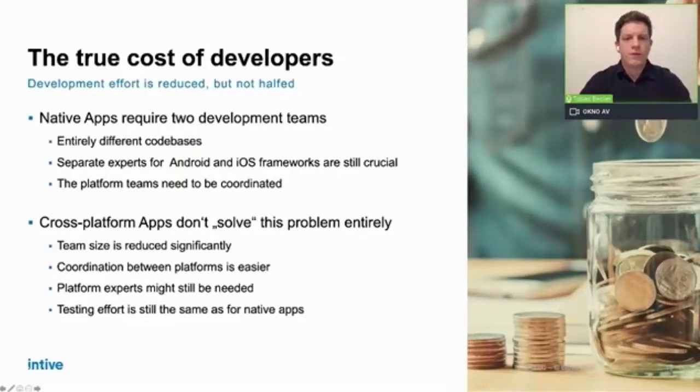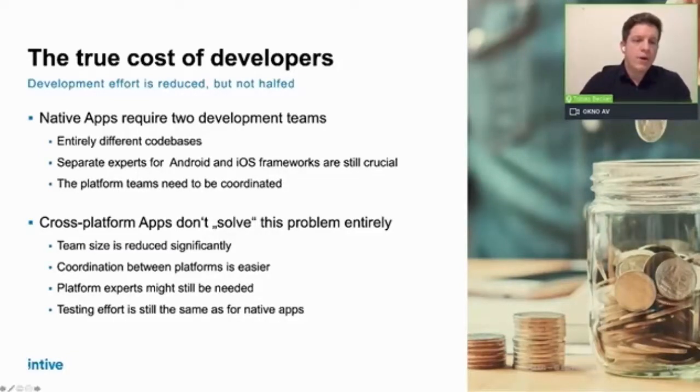Cross-platform applications don't solve this problem entirely. Yes, you can reduce the team size significantly, and the coordination between two platforms is easier because there's basically just one code base left. But you might still need experts for the different platforms, because you might run into problems, or you might need some libraries or frameworks for your application that are only available in the native languages, and you might need to integrate them in your application. For things like that, you still need experts in the specific platforms. And also when it comes to user experience, building an app that feels native, you might need people that are experts in the platform to build the application in a way that makes sense for the platform users.